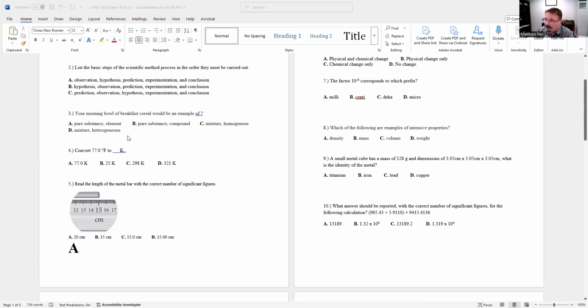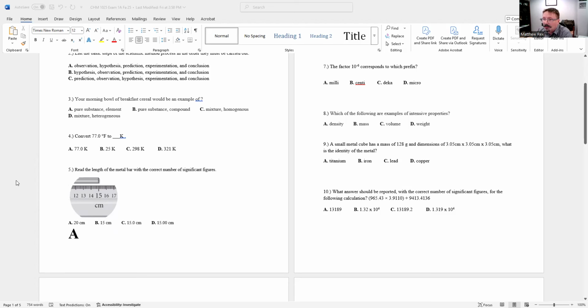So answer A there. Your morning bowl of breakfast cereal would be an example of a mixture, and in this case, it would be a heterogeneous mixture. If I have a bowl of breakfast cereal, it depends on where I sample that from. If I sample it from one side of the bowl or the other, or the top or the bottom, I may get more flakes in one sample than another, or more raisins in another, or more milk, or more air. So that's a heterogeneous or non-uniform mixture.